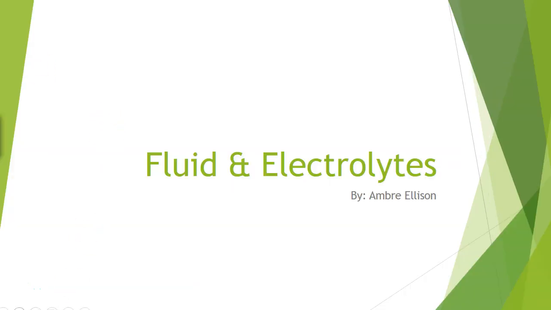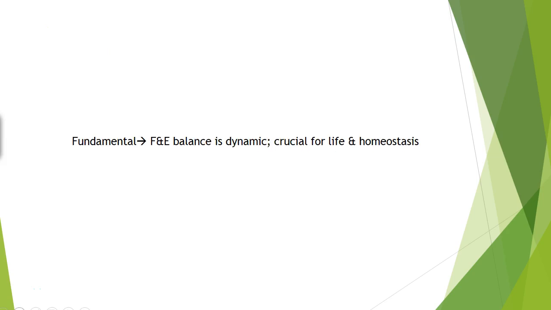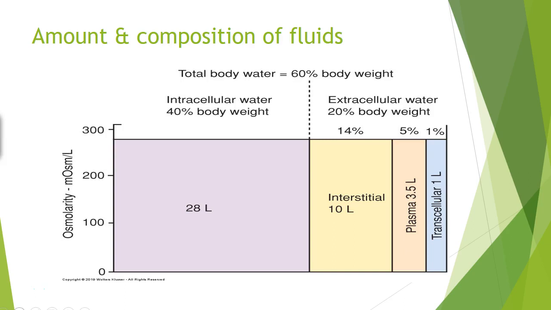All right, so this is just brief pathology, the majority of which you should already know and be coming into class with. So fluid and electrolytes are fundamental to maintaining homeostasis, crucial for life. It's a dynamic process. And so whenever one or both are off, it can be detrimental to life. This is a breakdown of what the total body water composition is in the body.